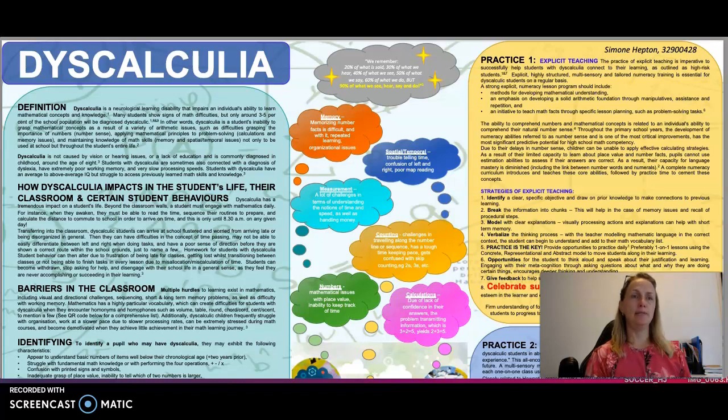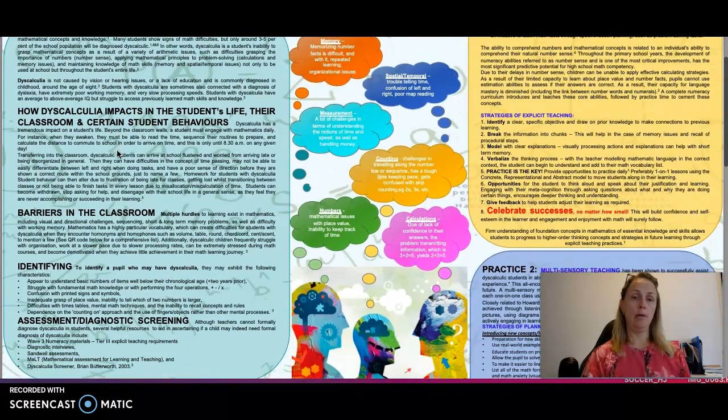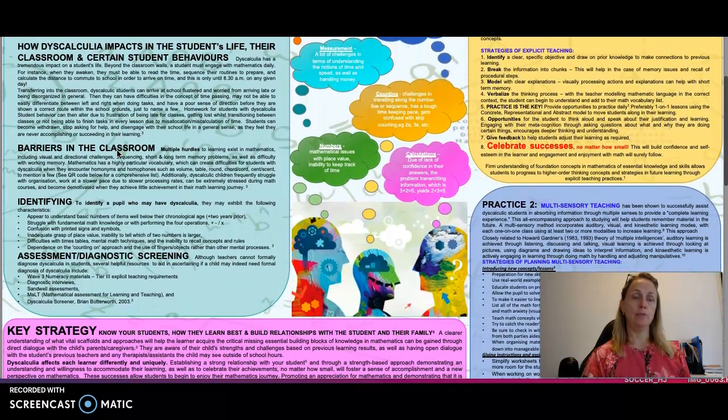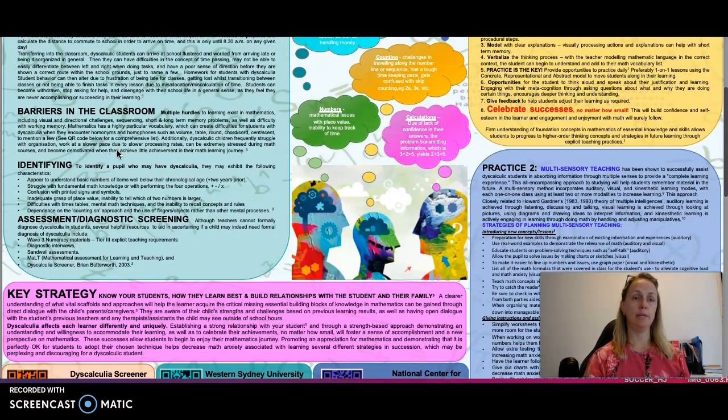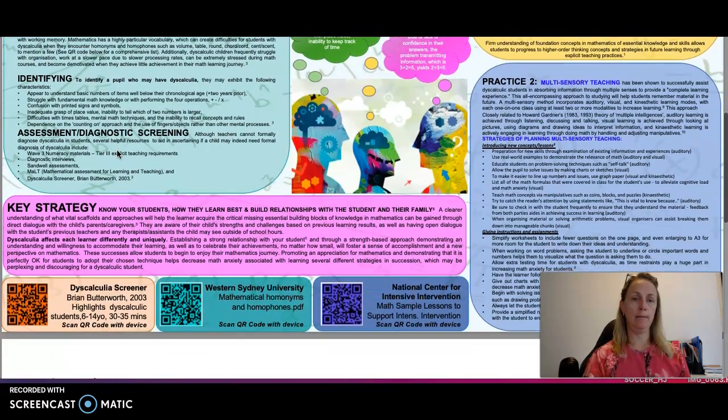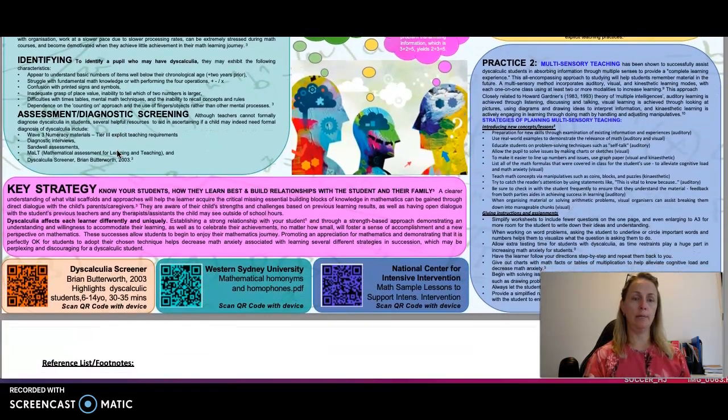You can identify students who may have dyscalculia, but of course, being the teacher, you can't necessarily diagnose them, but you can send them on their way to doing some screening tests and then moving them into the professional fields to be formally diagnosed. So I've included some diagnostic screening links on my poster.